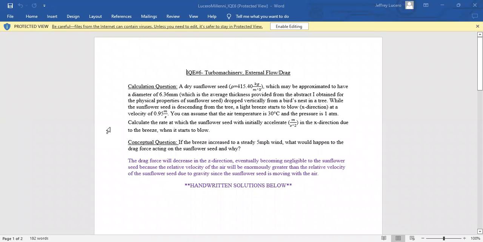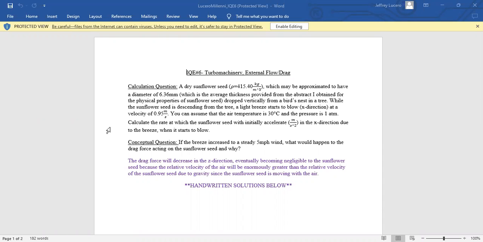For IQE number 6, turbomachinery and external flow drag, my calculation question is: a dry sunflower seed with a density of 415.4 kilograms per meter cubed, which may be approximated to have a diameter of 6.36 millimeters, was dropped vertically from a bird's nest in a tree. While the sunflower seed is descending from the tree, a light breeze starts to blow in the x direction at a velocity of 0.95 meters per second.